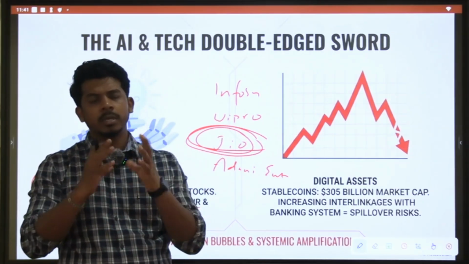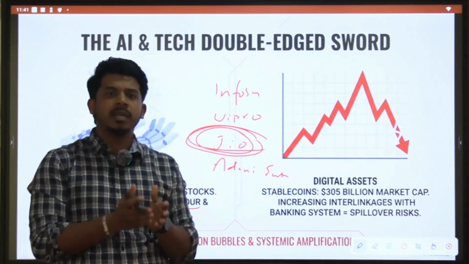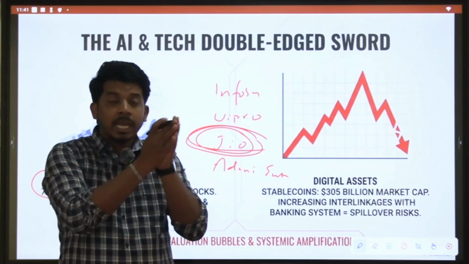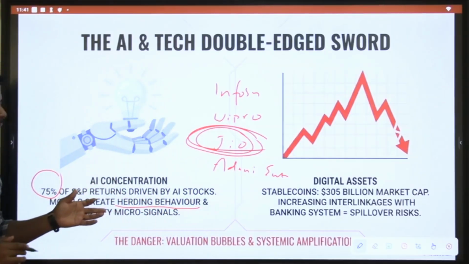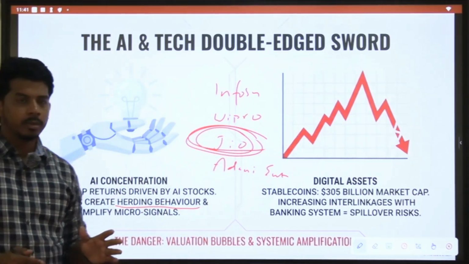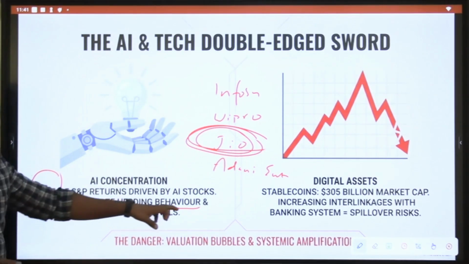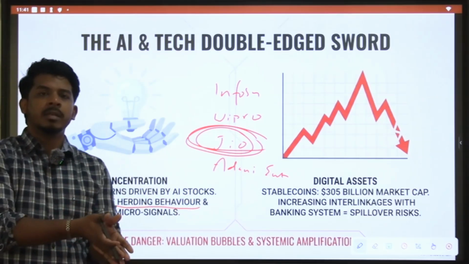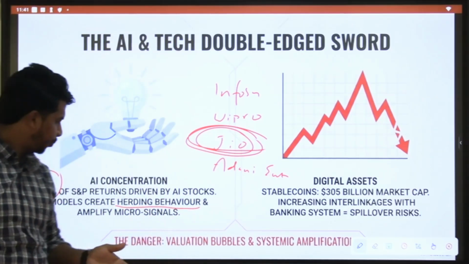Almost all of the artificial intelligence systems are having some kind of similar algorithm. It depends on the data they are fed. So everybody is investing in Jio just because ChatGPT is telling them so. So this is how AI is creating herding behavior. Everyone is doing the same thing because of the artificial intelligence algorithm.